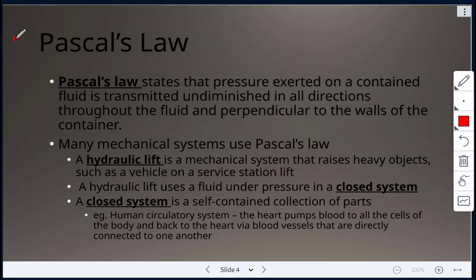So there's many mechanical systems and devices that use Pascal's law. A hydraulic lift, for example, is a mechanical system that raises heavy objects, such as a vehicle on a service station lift. Keep in mind it is in a closed system, so it's using a fluid under pressure in a closed system. So it's a self-contained collection of parts. Another example of a closed system is our human circulatory system. Our heart pumps blood to all of the cells of our body and then back to the heart by blood vessels that are directly connected to one another. So that's another example of a closed system.